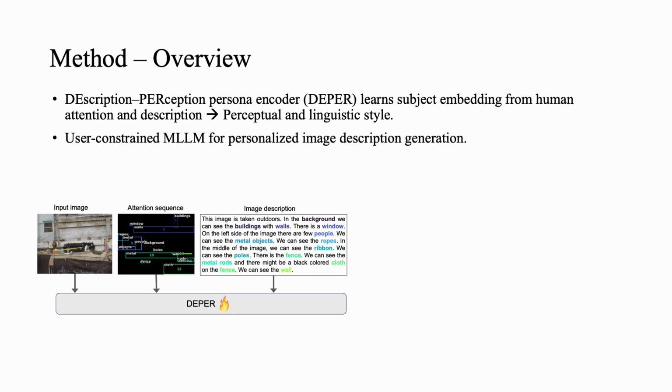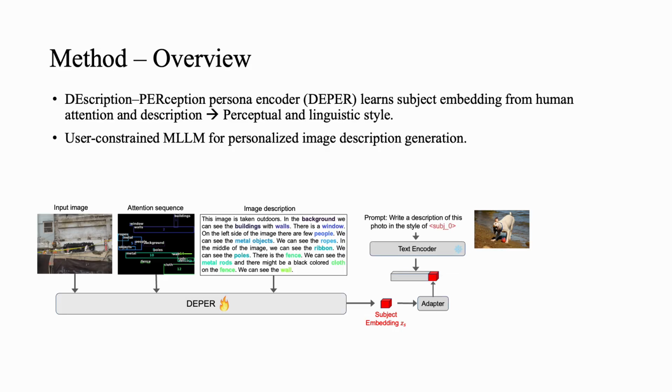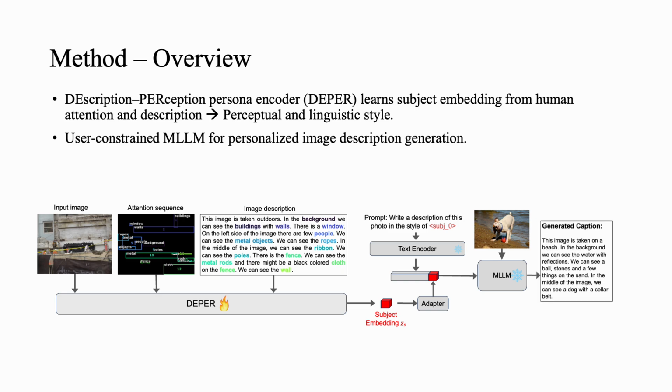Here, we first have the input image, attention sequence, and image descriptions. We input them to Deeper. Then Deeper gives us a subject embedding. Then we use this subject embedding to constrain the multimodal large language model to generate the personalized image description.